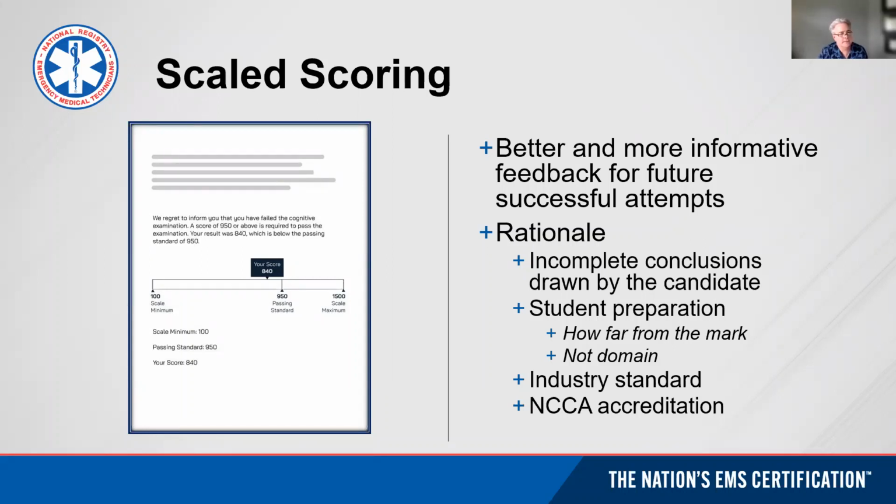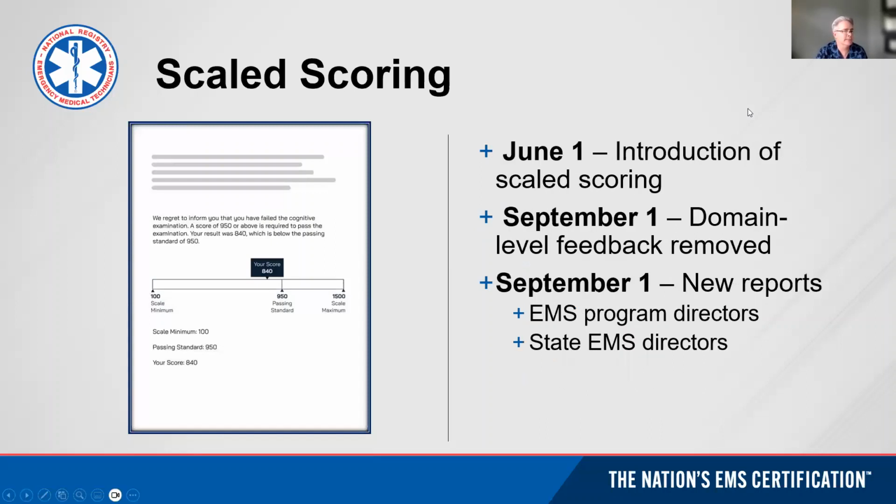In reality, what we typically see is a candidate who has failed the examination isn't weak in just one or two areas. They tend to be weak across all those domains, and this is going to show them how weak they are. So somebody scoring a 400 clearly is not ready. Somebody who's at an 840 or a 900 is much closer than that person who was at 400. And so additional reasons, it is industry standard to report scaled scoring, and it is an accreditation requirement for the National Registry to provide scaled scoring.